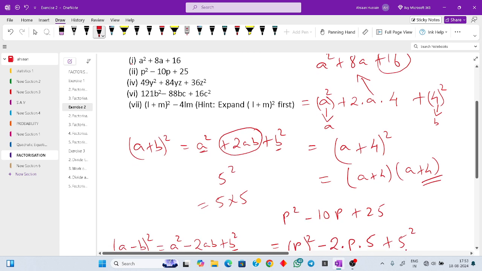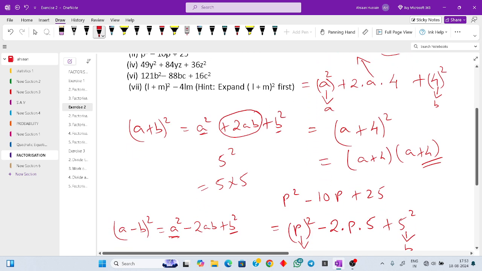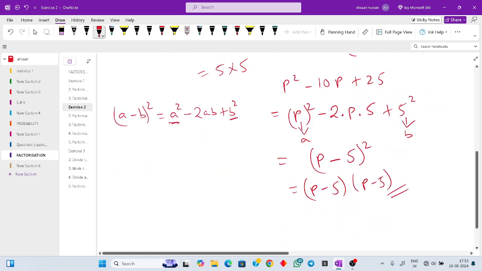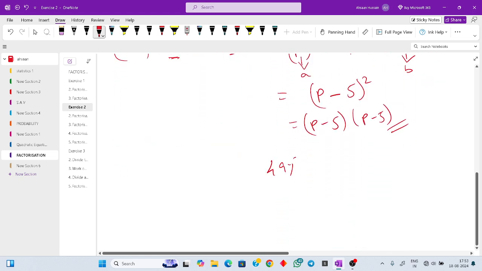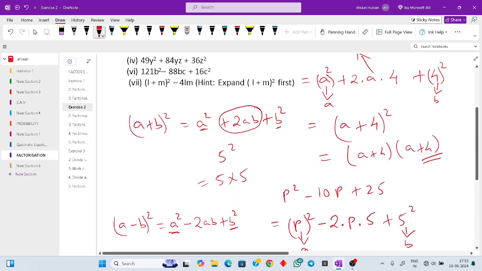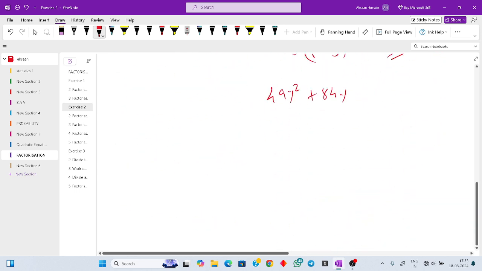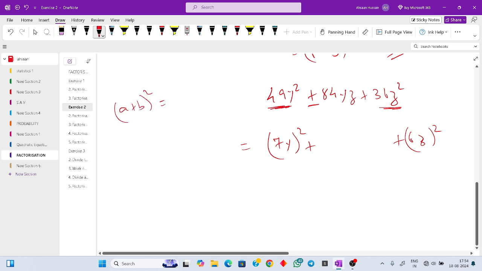The next question is 49y square plus 84yz plus 36z square. Now see, 49 is the square of 7. So we'll write 7y whole square, and 36 is the square of 6. So we'll write 6z whole square. Since there is a plus here, it means a plus b identity.